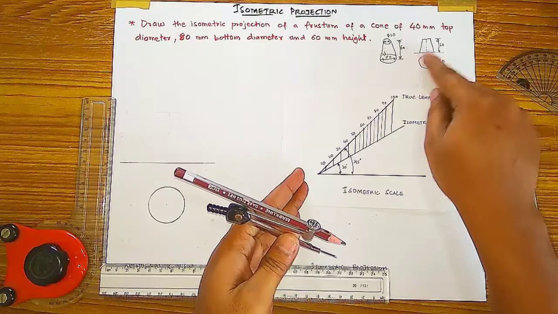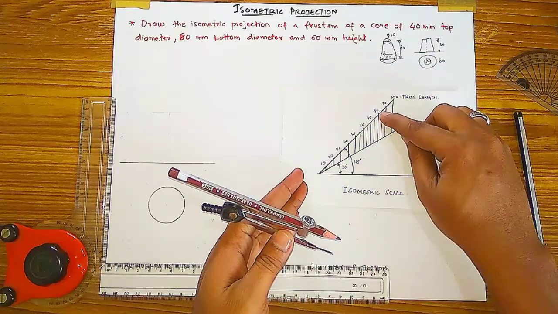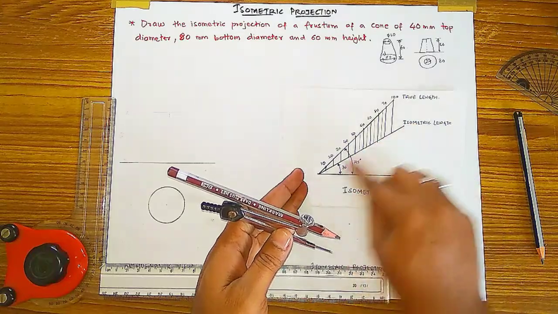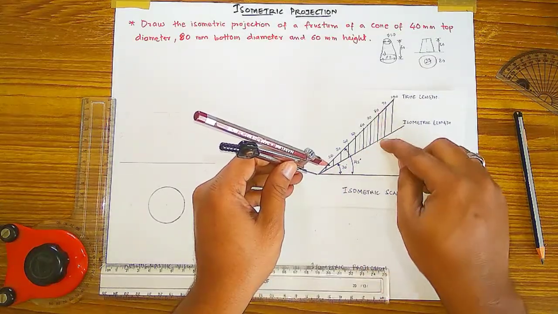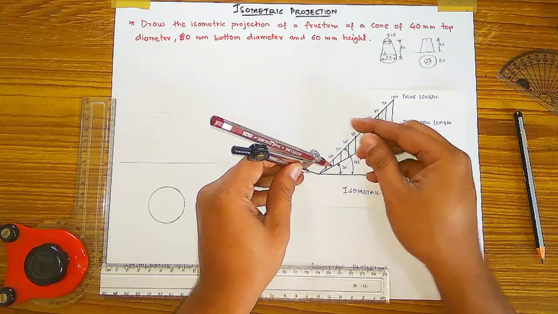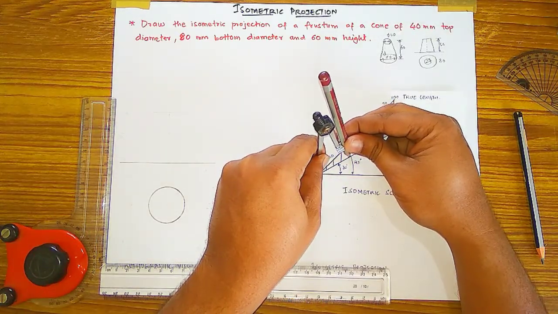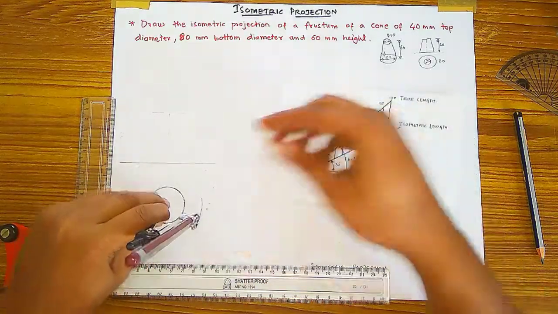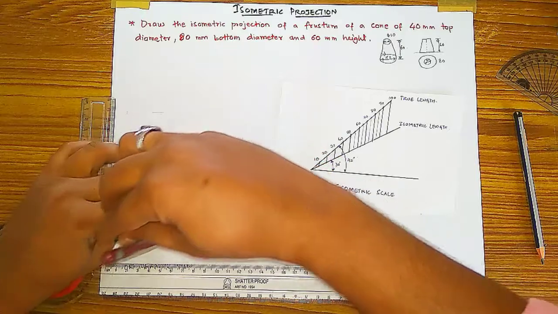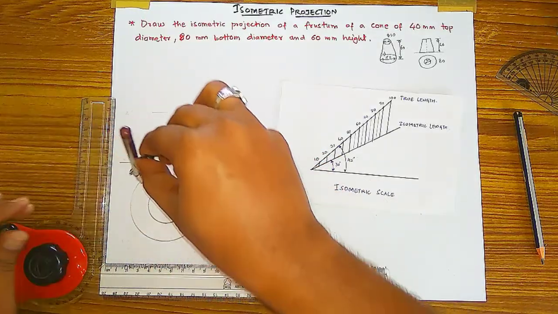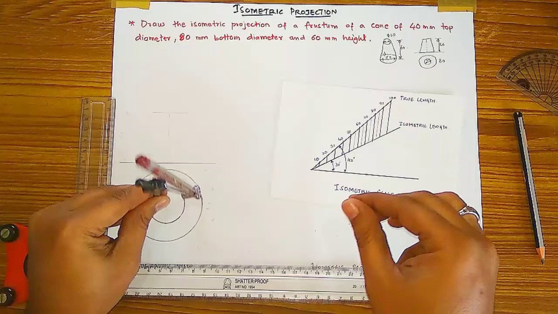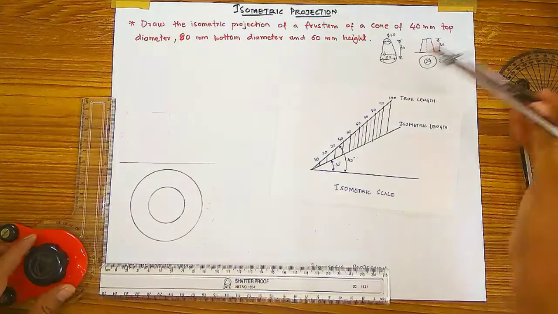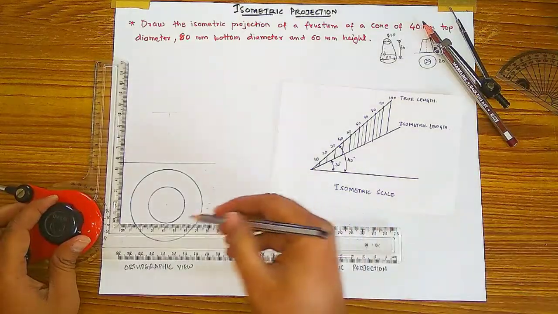Then one more, the 80 mm circle, is there. Here 80 mm is the true length, but we don't have to take the true length, we have to take the isometric length. So this distance we have to take. This 80 mm half is 40. So taking 40 mm, we draw the circle of 80 mm diameter. Means the 40 and 80 mm circles I have drawn.